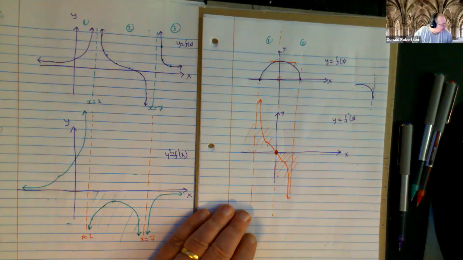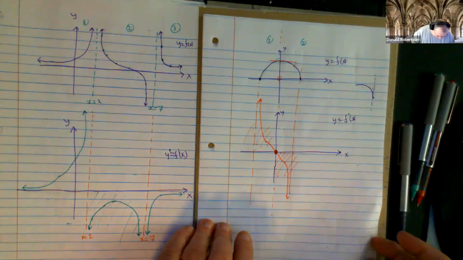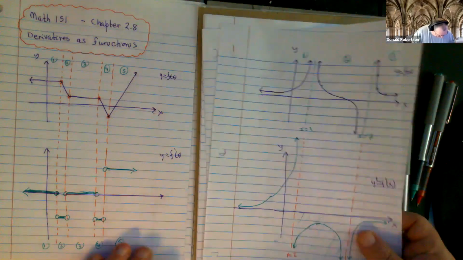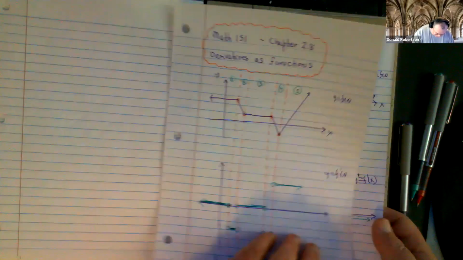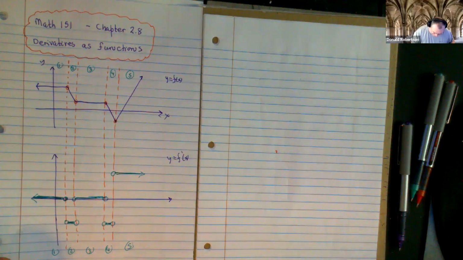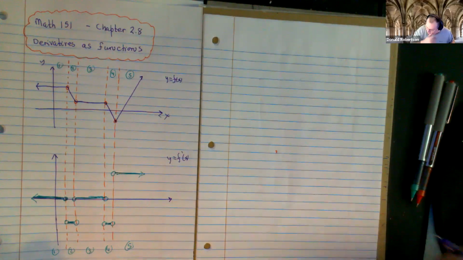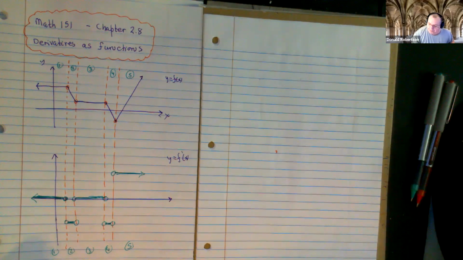Next one is straight lines, which I've done, and next one is curves, which I've done. So I've pretty much covered what the shapes of the derivative of a function would look like if you're given the first one. Any questions before we close the door on chapter 2?